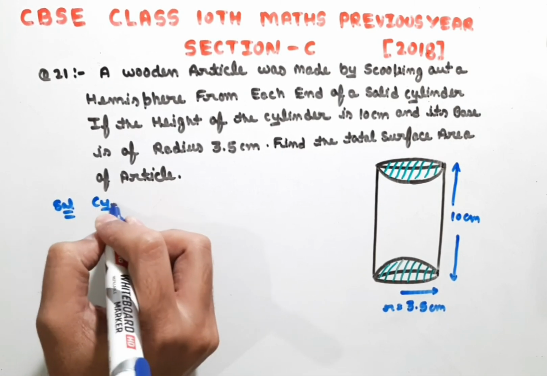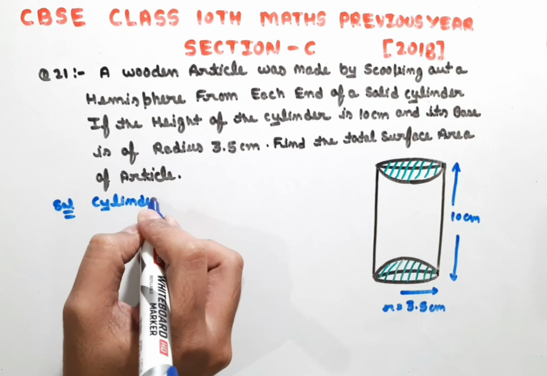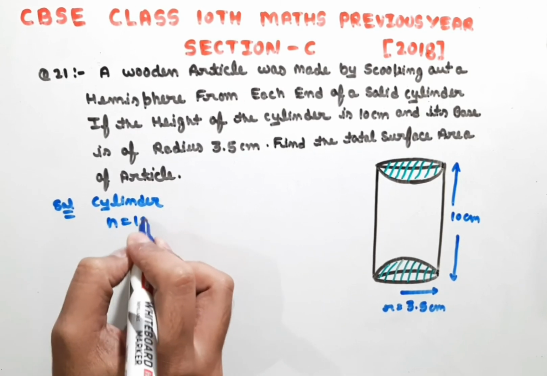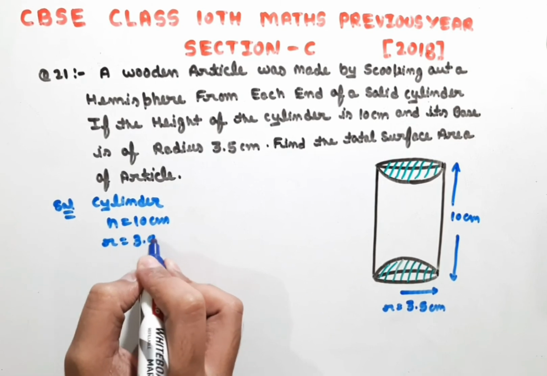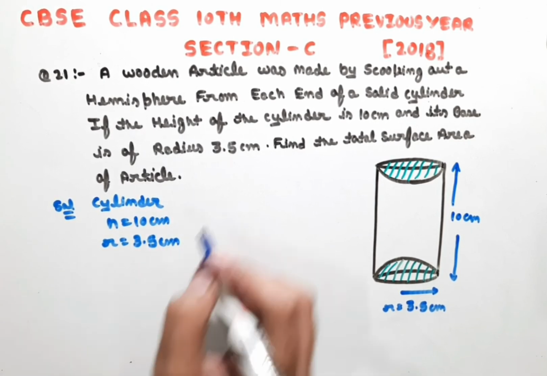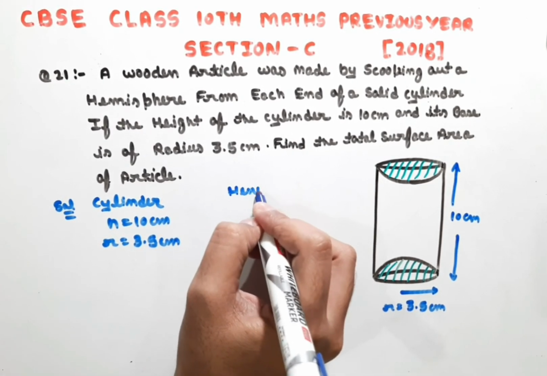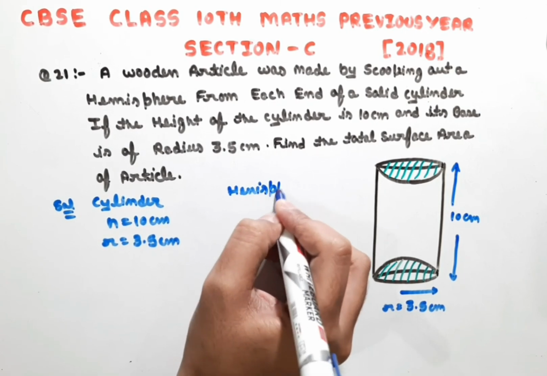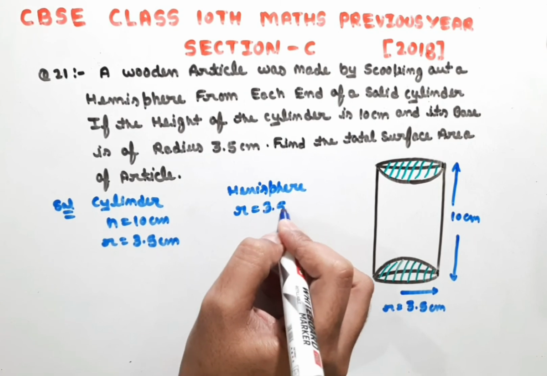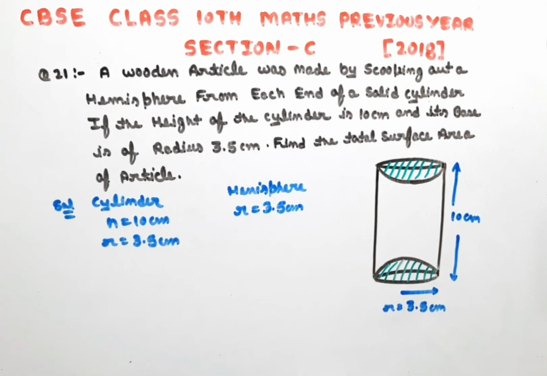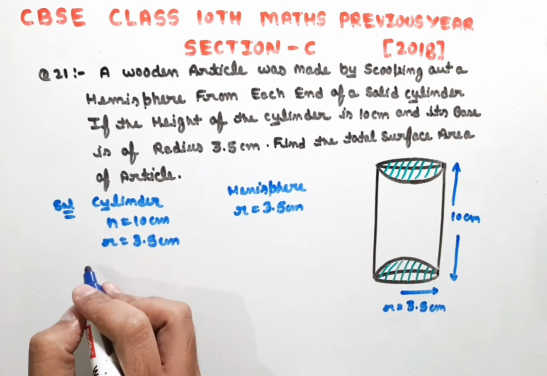So for cylinder, height is 10 centimeter, radius is 3.5 centimeter. For hemisphere, radius is 3.5 centimeter.